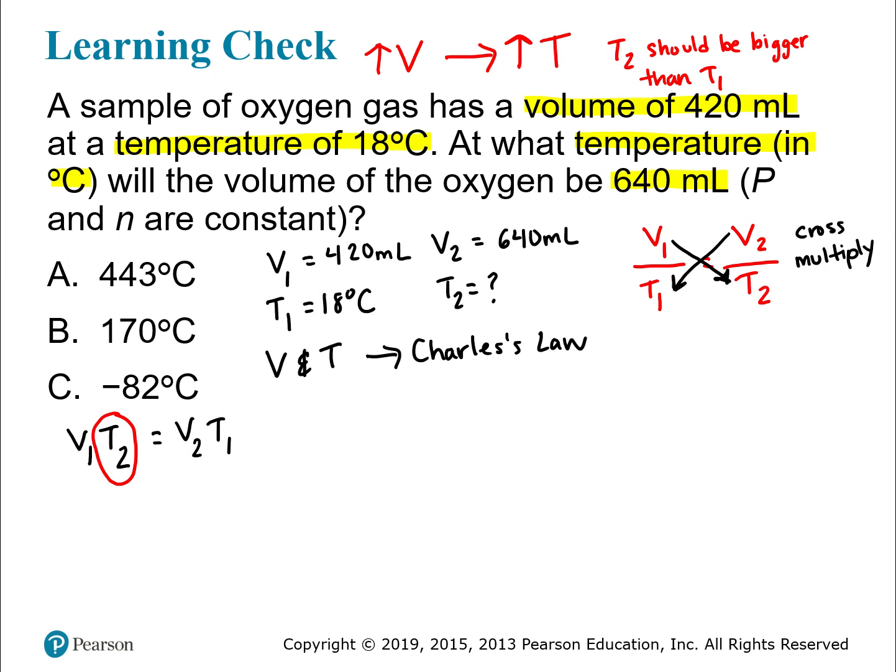From here, it looks very much like Boyle's law in terms of solving. We divide both sides by V1. That way we have T2 on one side and everything else on the other. Collect your volumes all together like this.